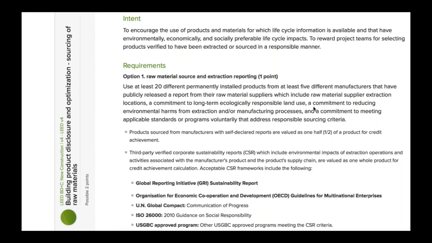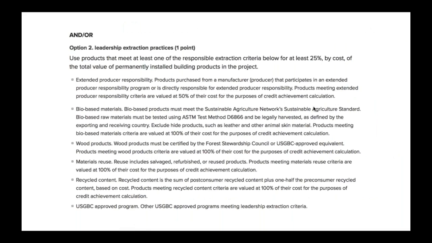You can see that in our corporate sustainability report, CSR, another acronym here, we want to make sure that we've used some of the frameworks at the bottom, like the GRI sustainability report. So that's the first point. The next point, though, is where we focus on the extraction. And this one is by cost, so at least 25% of the materials. We take out the labor, take out the equipment, by material cost.